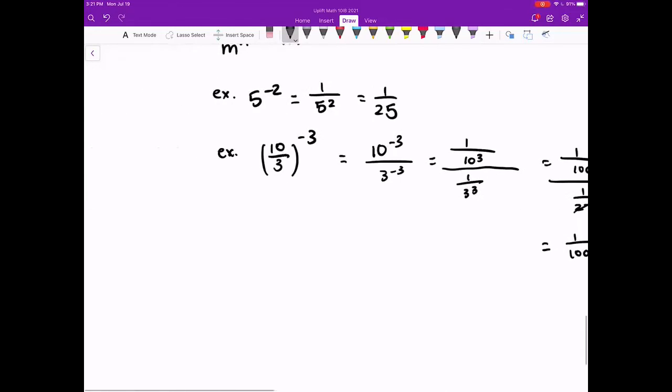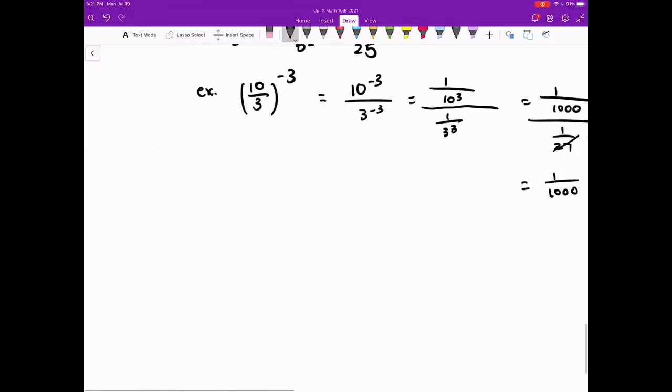So from this, we can make up a simple rule for a fraction to a negative exponent. If there's a fraction inside brackets and it's all to the negative exponent, we can just flip the fraction. We don't have to do this long thing where we have to figure it out. We could just flip it like that, and that would still be equal.